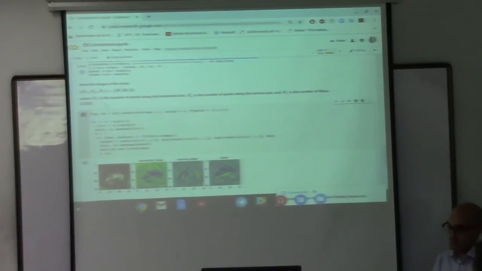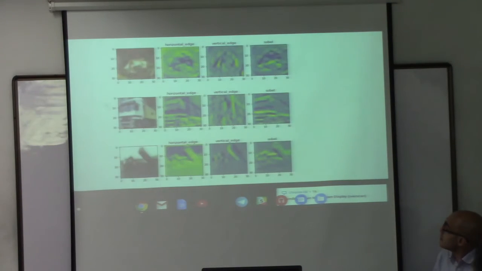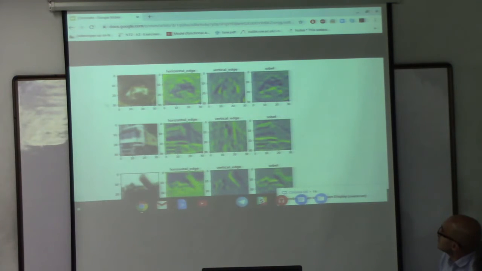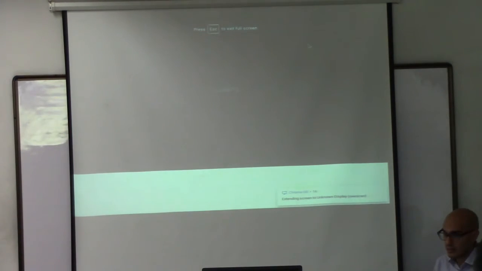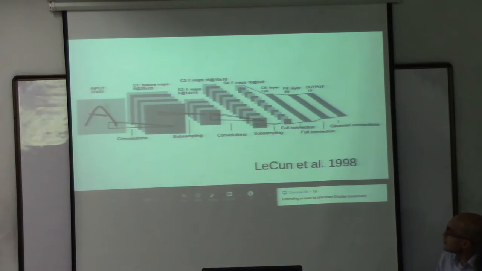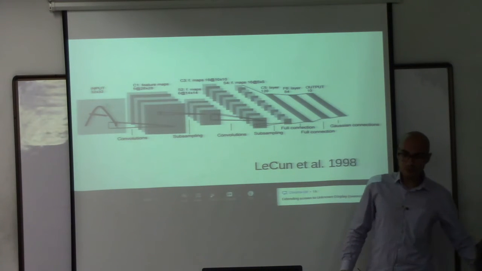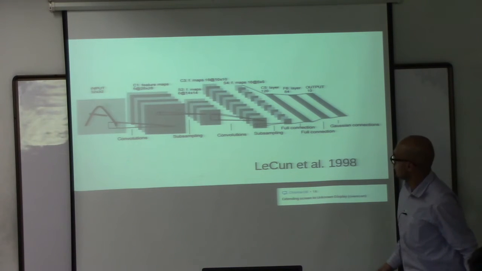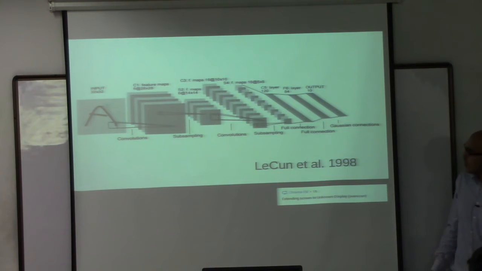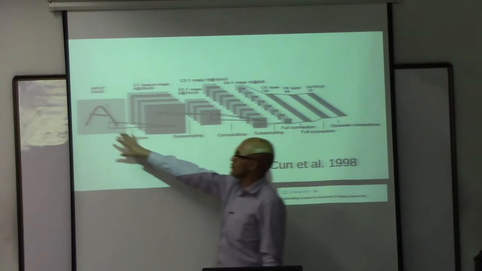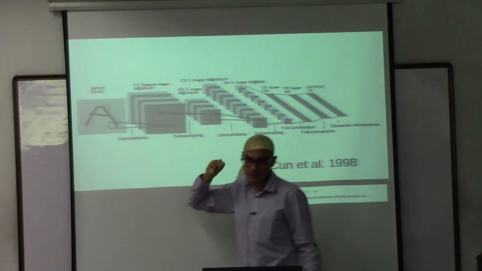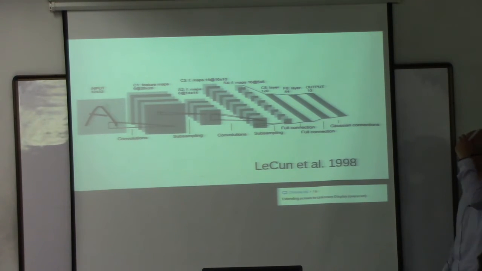So now let's go back to the slides. So this was the first convolutional neural net that was introduced in the literature. It was done by Yann LeCun in 1998. This is a picture that comes from the paper itself, right? So you have 32 by 32 inputs. Let's say these are handwritten digits or just random pixels.